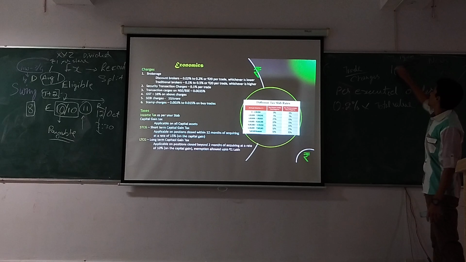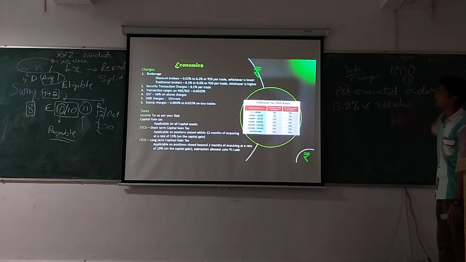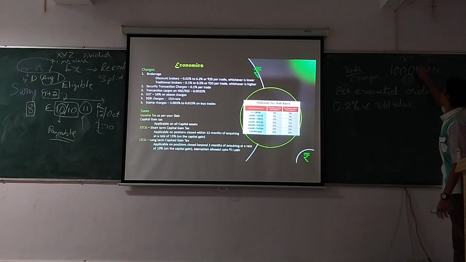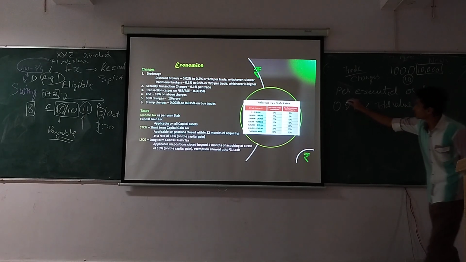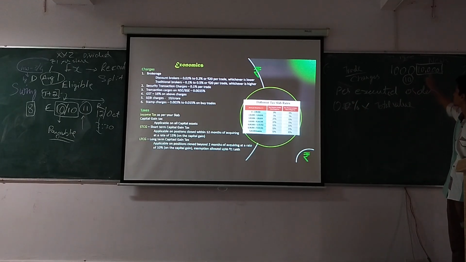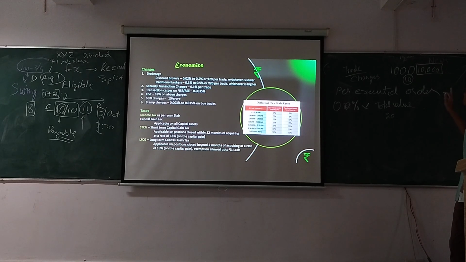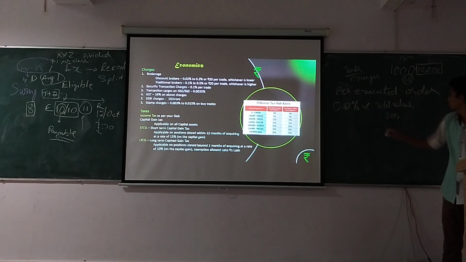Meaning, you want to buy a share which is being traded at 1,000 rupees. You want to buy 10 shares of this. Your total value will be 10,000. So you would pay a brokerage of usually 0.02%. 0.02% on 10,000 comes out to 20 rupees. It's going to come to 200 rupees or 20 rupees, whichever is lower. So you are going to pay only 20 rupees.